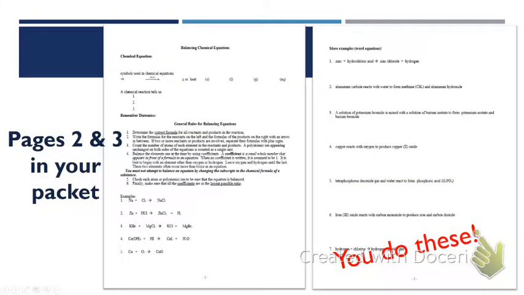So, in our packet, you're going to be doing pages 2 and 3, and I'm going to do most of it with you, but those last two problems are going to be on your own, and you're not going to get a stamp on your podcast unless you finish those out. So, let's look at this.